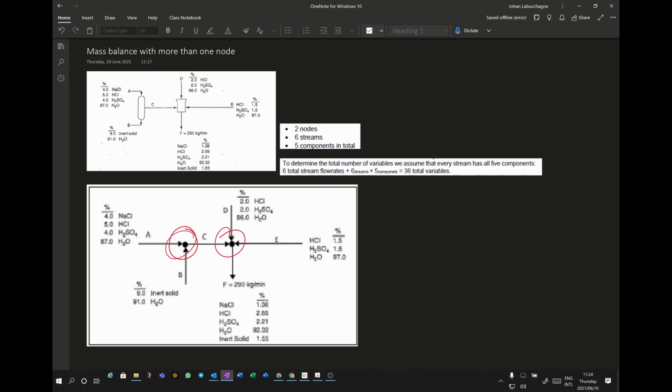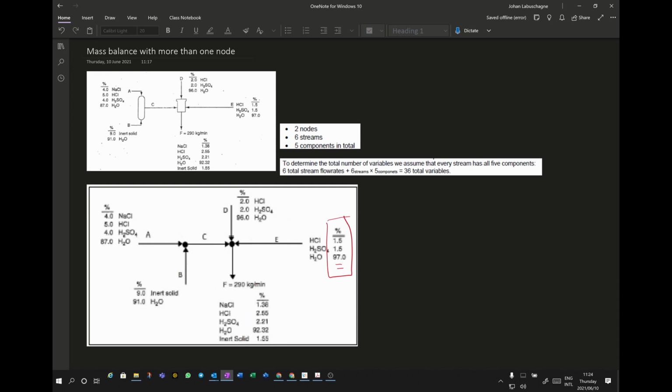We also have 6 streams in total in the system: 1, 2, 3, 4, 5, 6, for which we need to understand that we have a composition and a flow rate. There are 5 components in the system, and strictly speaking it means that there will be 5 components in every single stream. So here, for instance, 2 of the components are missing.